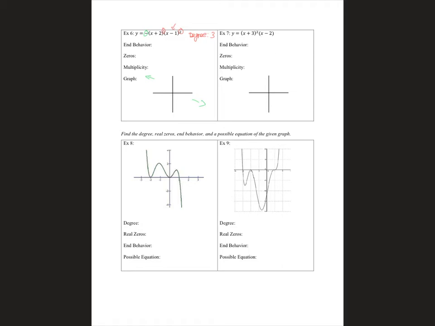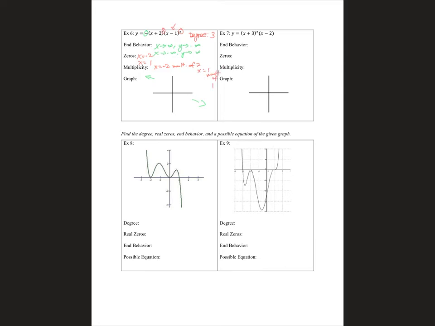So as far as end behavior goes, I know as x is approaching positive infinity, my y value is approaching negative infinity, right? And the other way, as x approaches negative infinity, my y value is approaching positive infinity, okay? The zeros of my function are x equals negative 2 and x equals 1. As for the multiplicities of each, I know that x equals negative 2 has a multiplicity of 2, and x equals 1 has a multiplicity of 1.